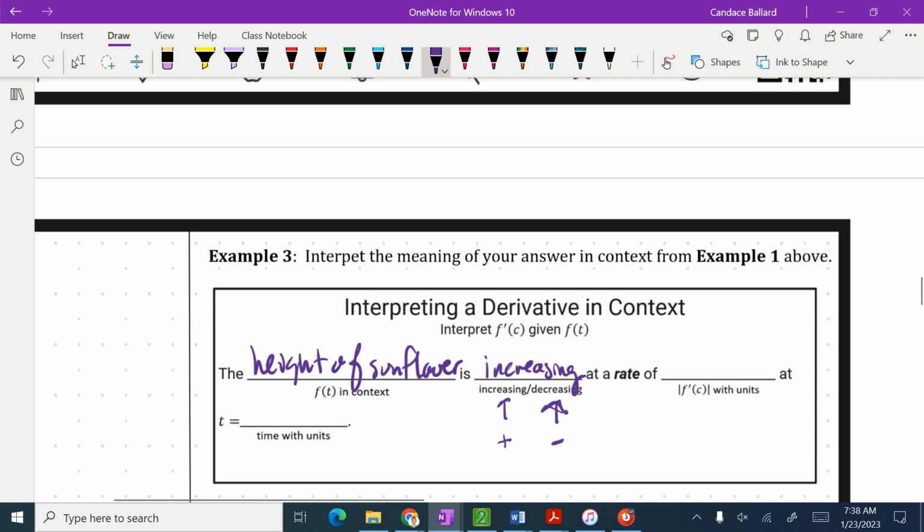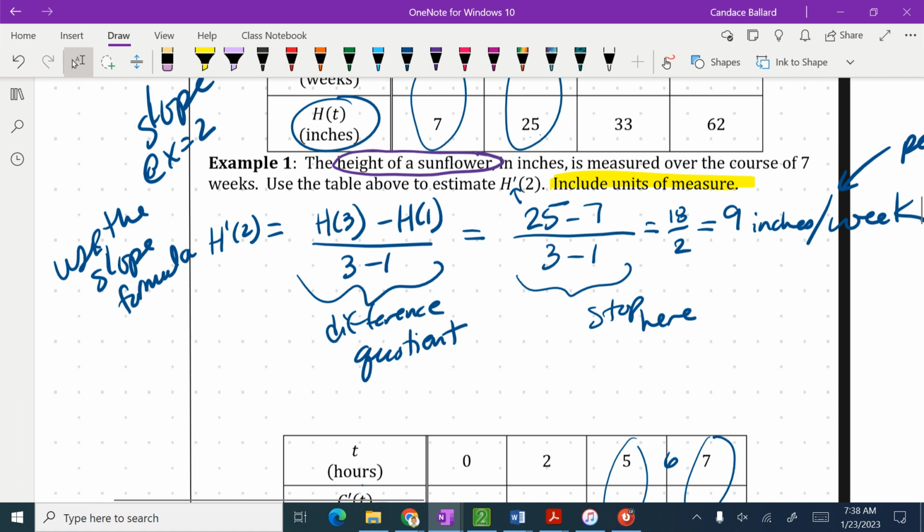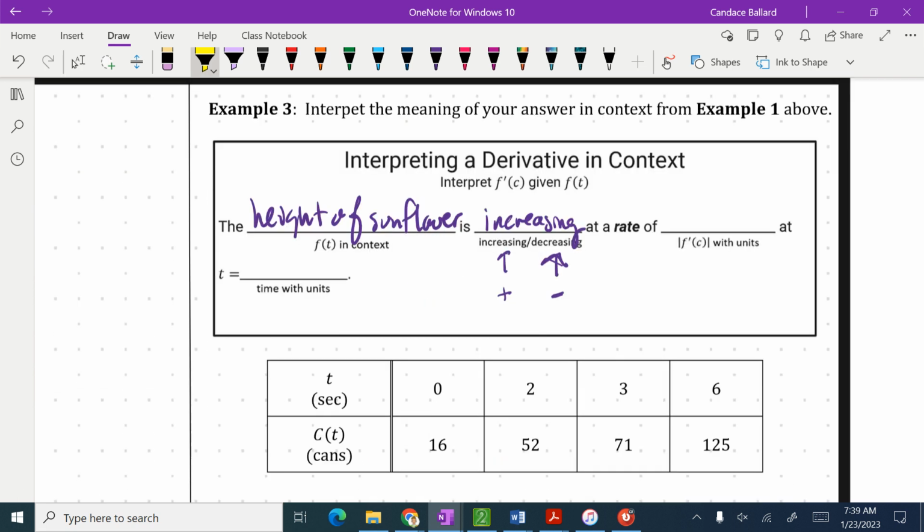So it's increasing at a rate of, and then this is where I write my answer basically. So at a rate of, in this case, it was 9 inches per week. Okay, and then look at the time that we substituted in, because we knew that too. And then the time is 2 weeks. Okay, right? Because I plugged in a 2. So at, what did we say? 9 inches. Ooh, that's not what I wanted. 9 inches per week at t equals 2 weeks. Notice I have to keep the units with that.